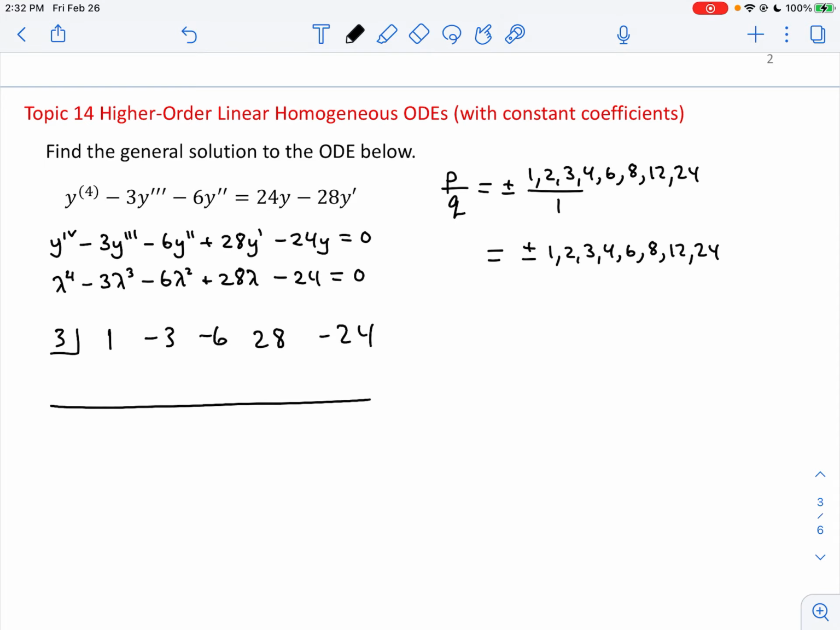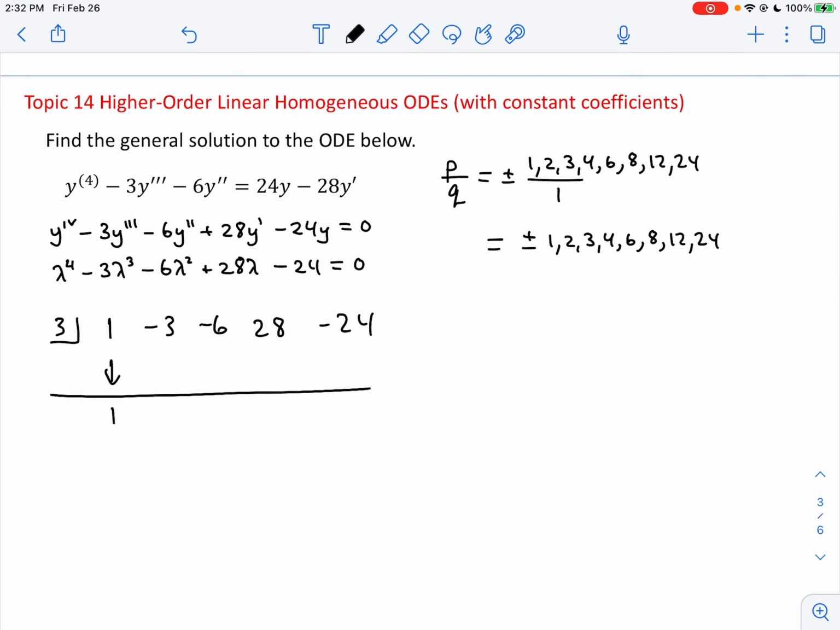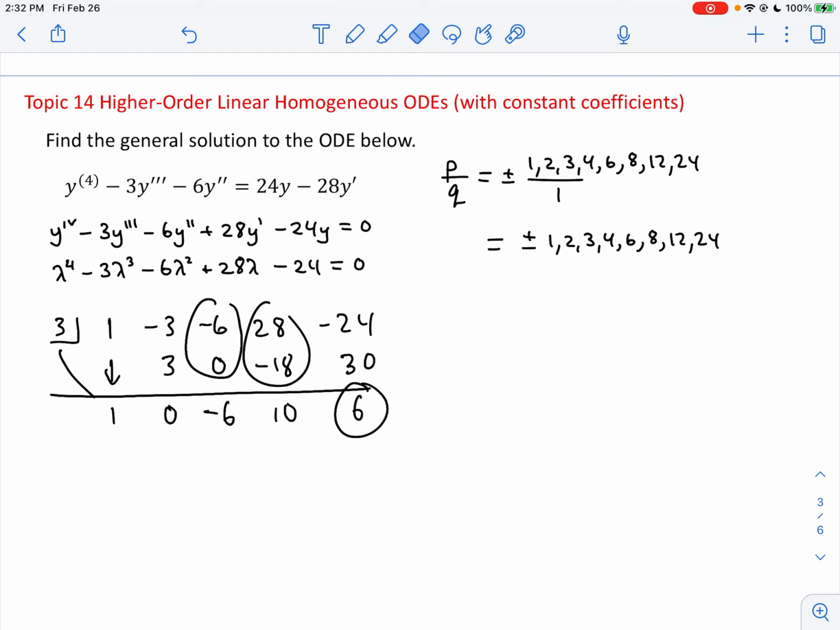And then the synthetic division process is, the 1 drops, you multiply 3 and 1, you get 3, you add, you multiply 3 and 0, you get 0, you add these, now you get -6, multiply 3 and -6, you get -18, add these, it gives you 10, and then we get a 30, and then add, and we're looking for remainders of 0.